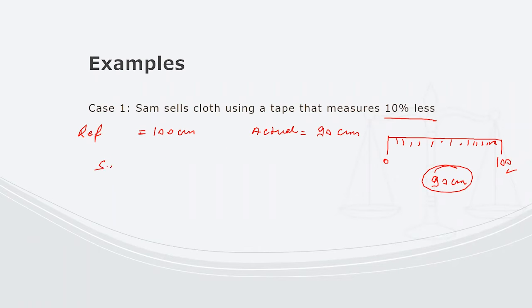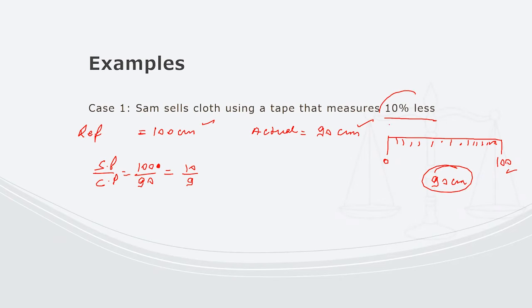That means what will be the ratio of your selling price by cost price? Selling price will be determined on 100 centimeters. Your cost price will be determined on 90 centimeters. So what we will say? We will say 1000 by 900, or if we wish to use 100, we will say 100 by 90 in this case, which will be 10 by 9. This implies a profit of 11.11%.